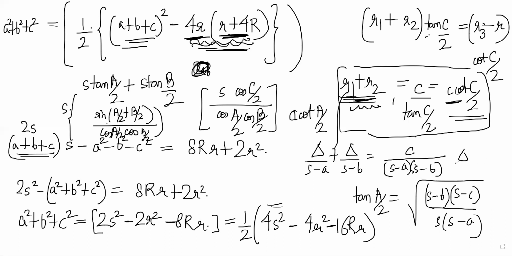And now you can say that del is root over S, S minus A, S minus B, S minus C. So you will get root over S minus A, S minus B, and root over S, S minus C, which is cot C by 2. It is easy only. Basically, you can prove it by the del formulas. You can say that R1 plus R2 is this, and that is what we initially needed, right?